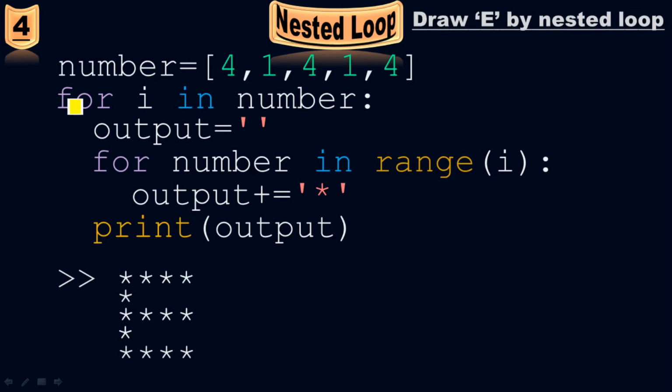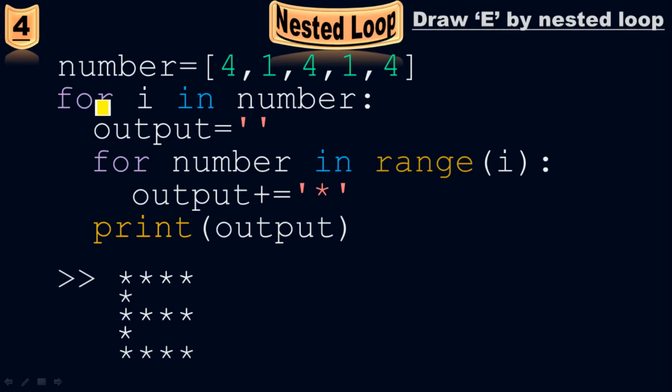So as the outer loop starts iteration of the very first item, which is 4, then the inner loop starts iteration of the number in the range of I. What is I? I at this point is 4. So its range is 4. So instead of seeing 4 number here, we will see asterisks here because we put asterisks. Then again the for loop iterates over the second number, which is 1. And then the inner loop iterates over the numbers in the range of I. What is I at this point? I at this point is 1. So you will see 1 asterisk.